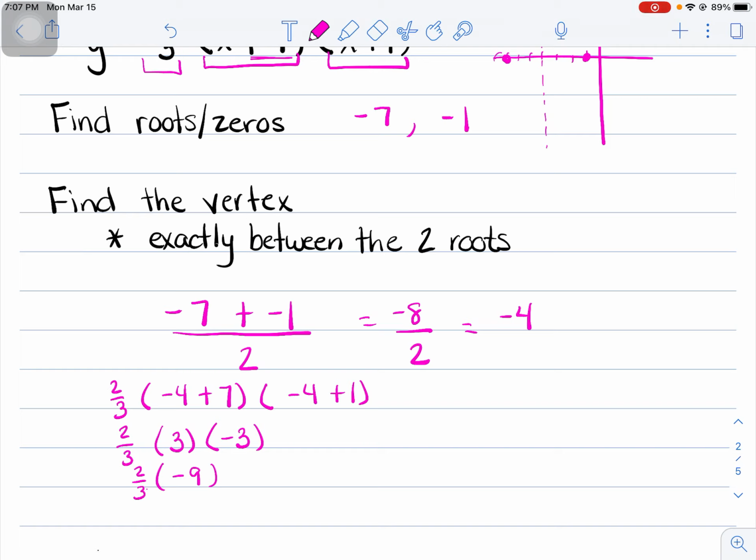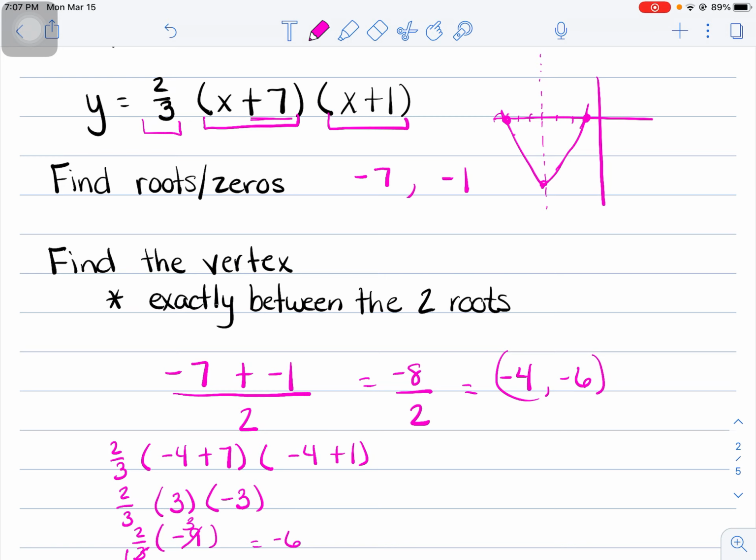Now I would probably cross reduce first. So 1 and 3, and I'd have a negative 6. So I know the other part would be negative 6. And my vertex is negative 4, negative 6, which might be roughly around there. And then I have enough to get my image to graph there.